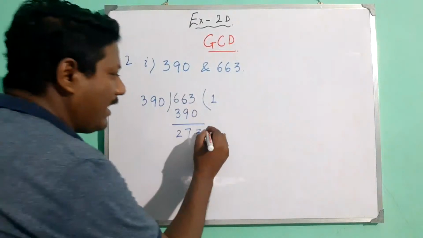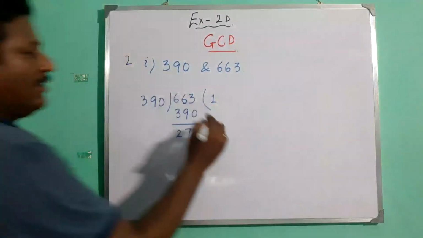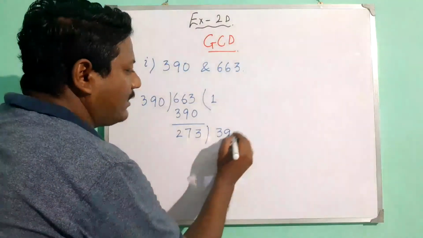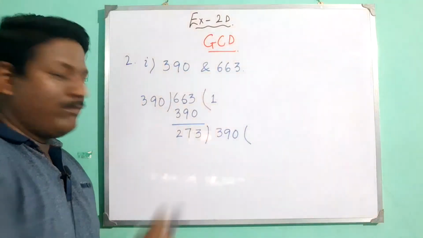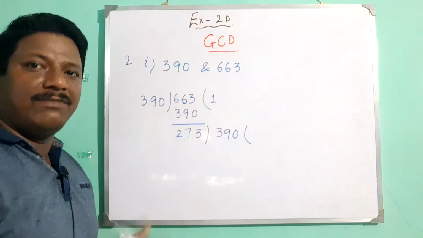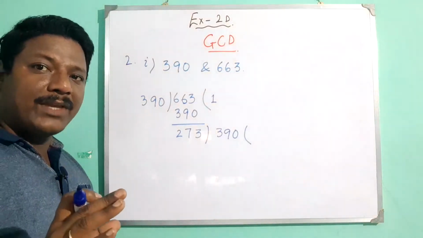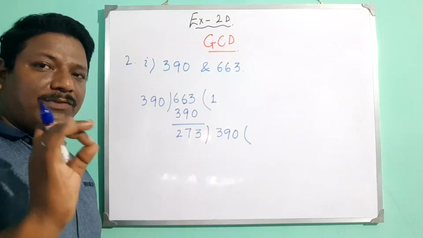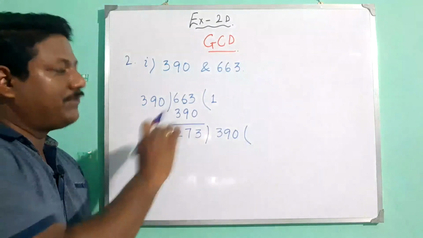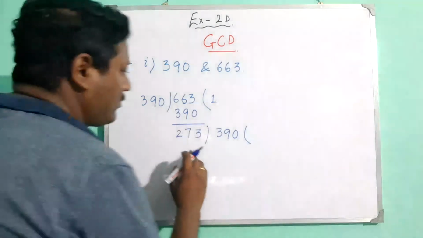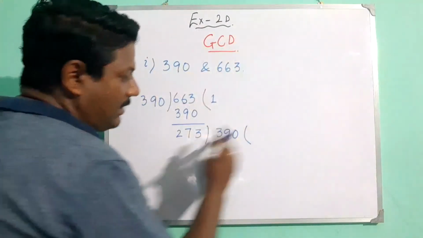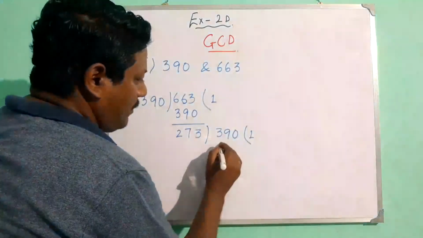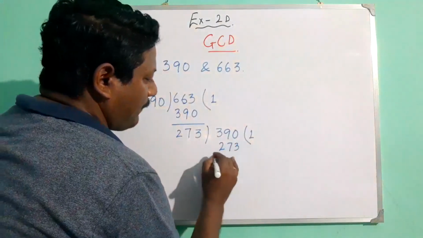Now again we can divide the divisor, that is 390, by the remainder, and we will follow it till we get no remainder. We will follow this method. So again we will divide it by how many times? We'll divide it by 1 only. So it will be 273.